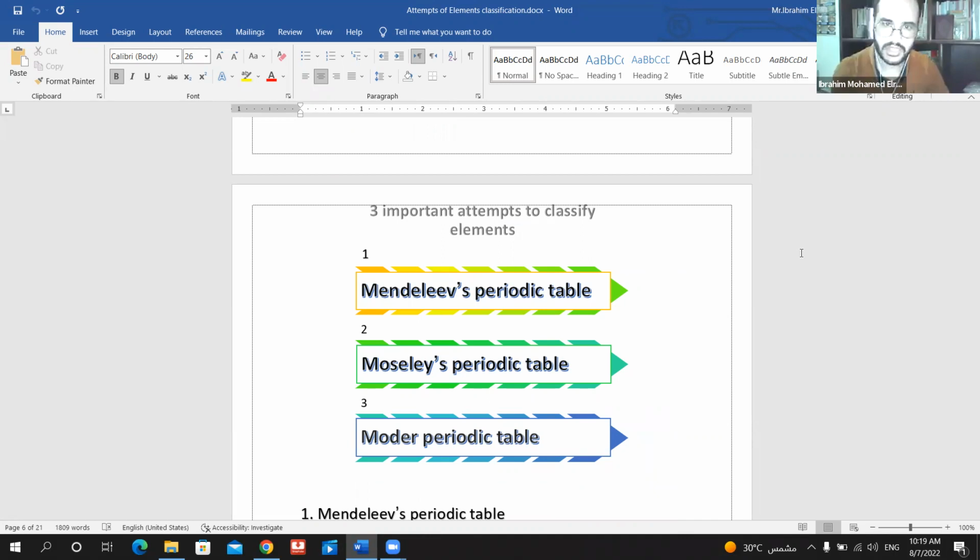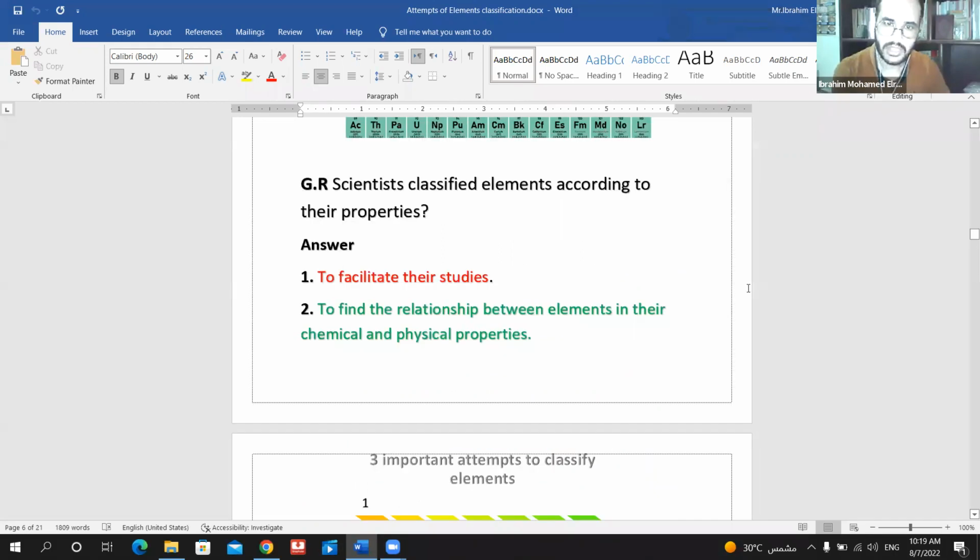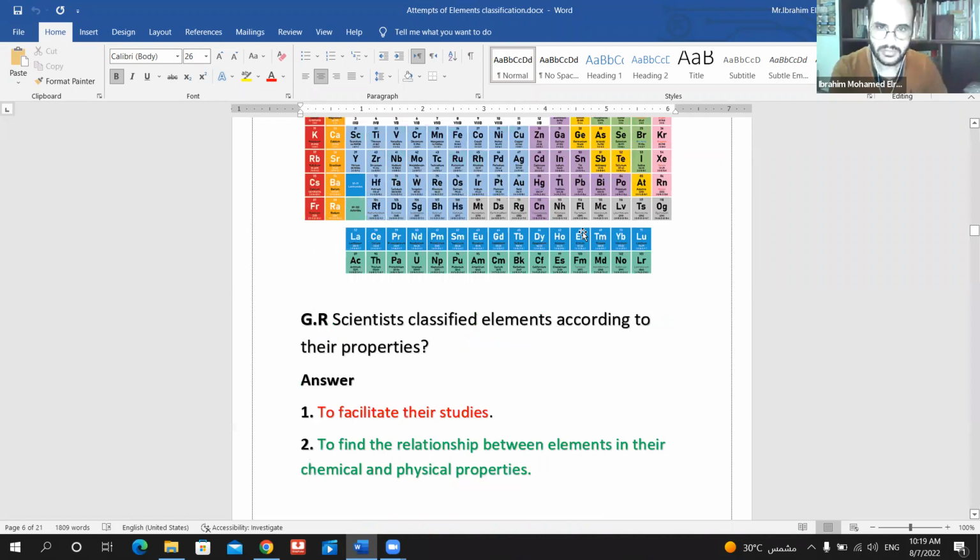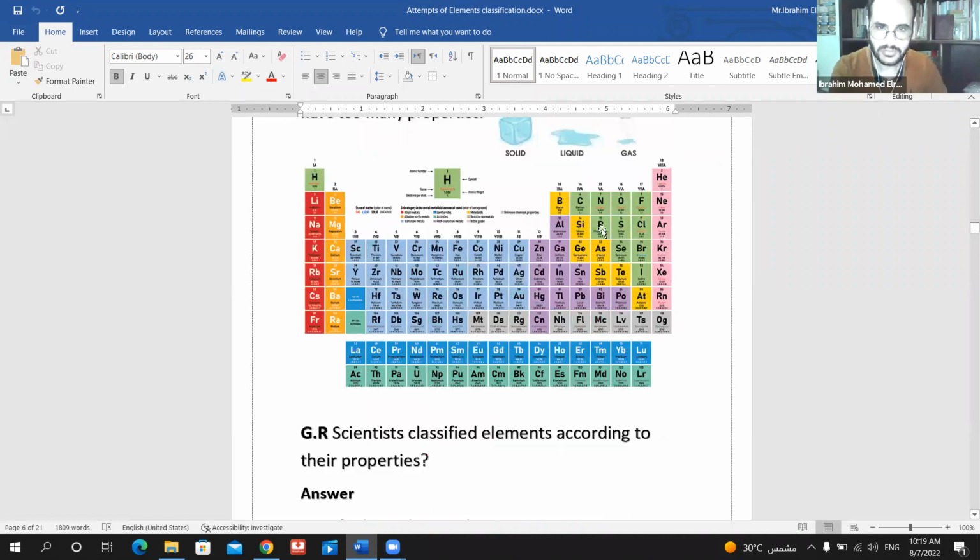Maybe you ask yourself why the scientists classified these elements in a periodic table, according to their properties, or their atomic weight, or atomic number. It was in order to facilitate their study and to find the relationship between elements and their chemical and physical properties. Can you imagine with me here in this table, why are we putting silicon after carbon? Why don't we put phosphorus, for example, here, and silicon here? We classify these elements in one group because they have the same properties.